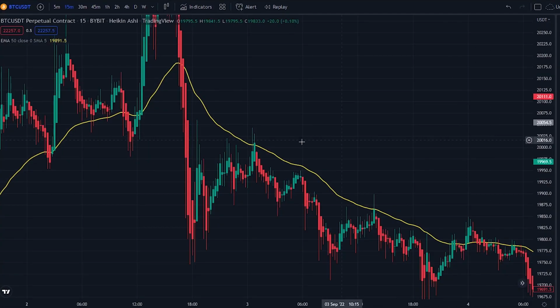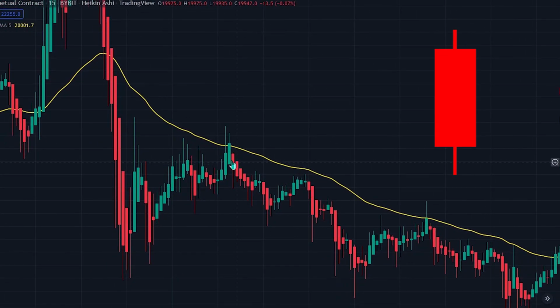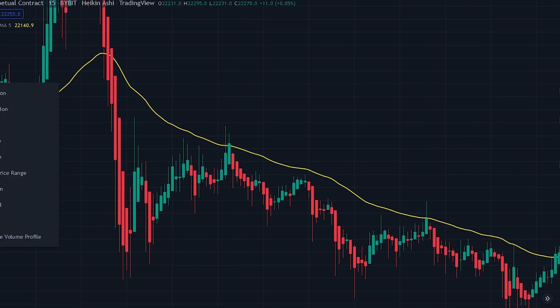First, we will need to see the 50 EMA acting as resistance, and candlesticks should reject the 50 EMA. Next, we will need to see a candlestick that doesn't have a higher wick. As you can see, all of the conditions have been met, so we will enter into a position.